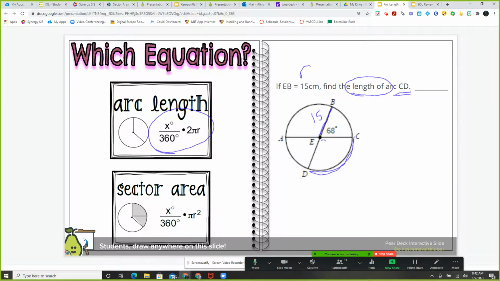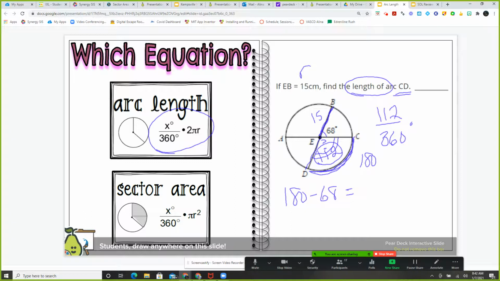So what's this measure? If halfway across is 180 and this piece is 68, what's the missing piece? I've got to do 180 minus 68. 112. So if I'm looking for this arc, I need to use that 112 instead of the 68. So there's one extra step. The process is still the same.